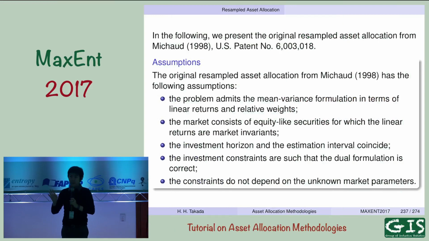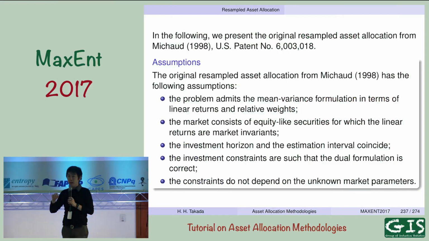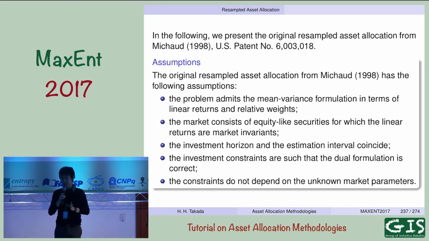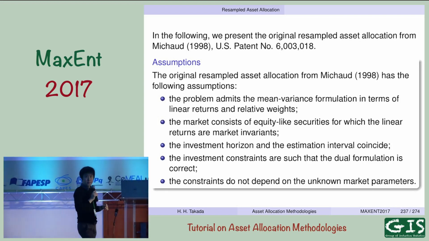So now I have finished the presentation of the Bayesian procedures. So we looked at the certainty equivalent Bayesian asset allocation methodologies, then the Black-Litterman, that is also Bayesian. Now we have other methodologies more in the line of robust methodologies. And the resampling methodology is the first one. The resampling methodology was developed by Michaud.